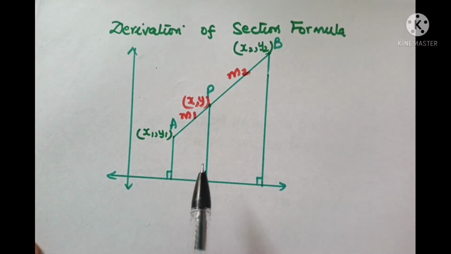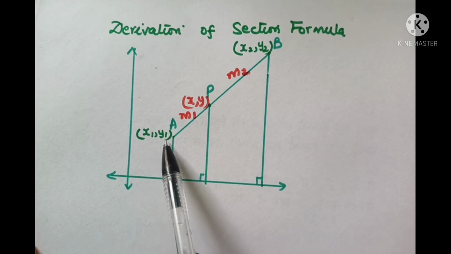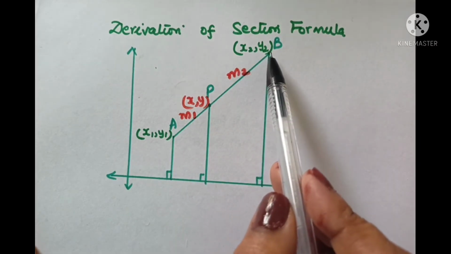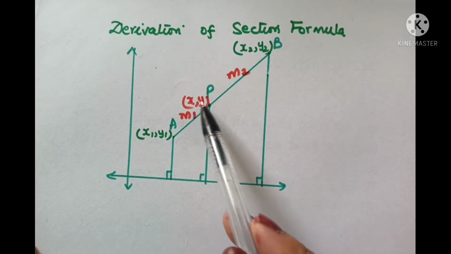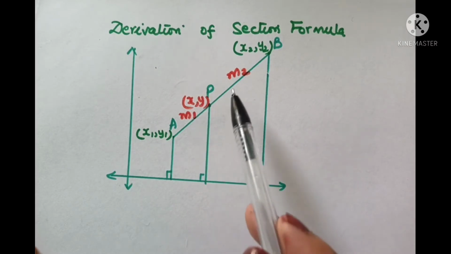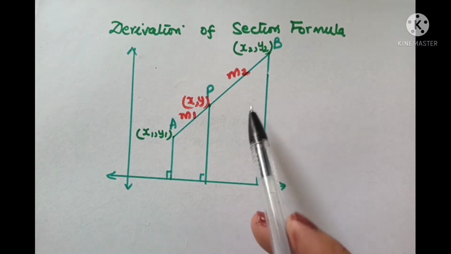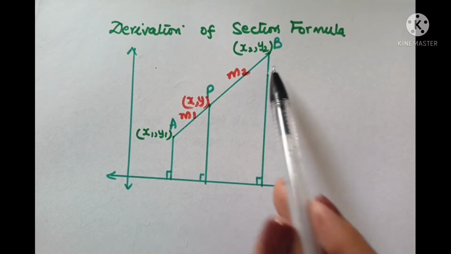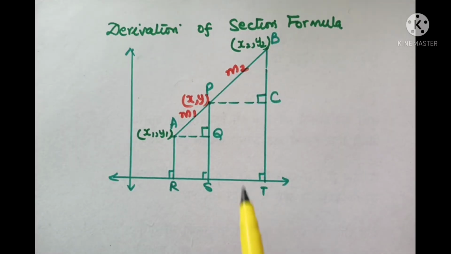For derivation of section formula, let us consider 2 points A (x1, y1) and B (x2, y2), which are divided by a point P whose coordinates are (x, y) in the ratio m1 and m2. So, to derive this, let us drop perpendiculars from A, P and B. They are AR, PS and BT. Also draw PC and AQ perpendiculars to BT and PS.